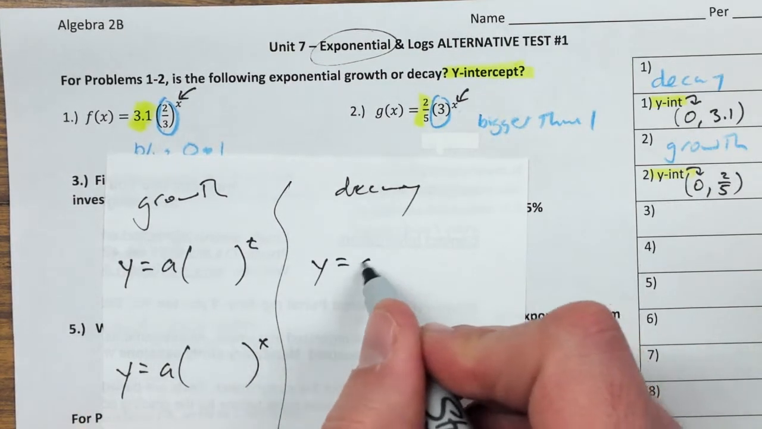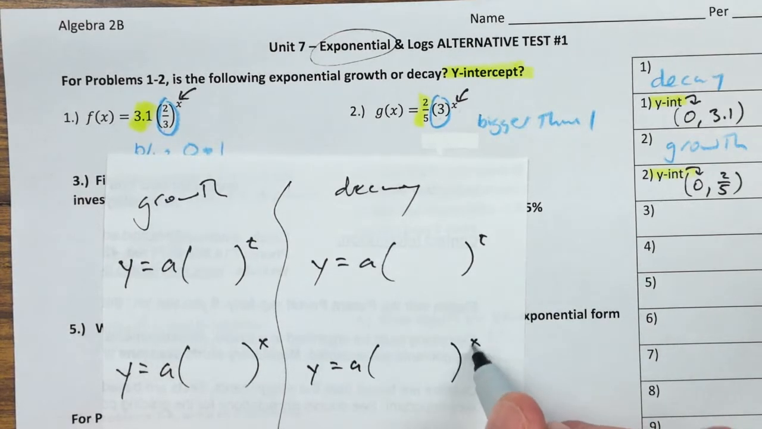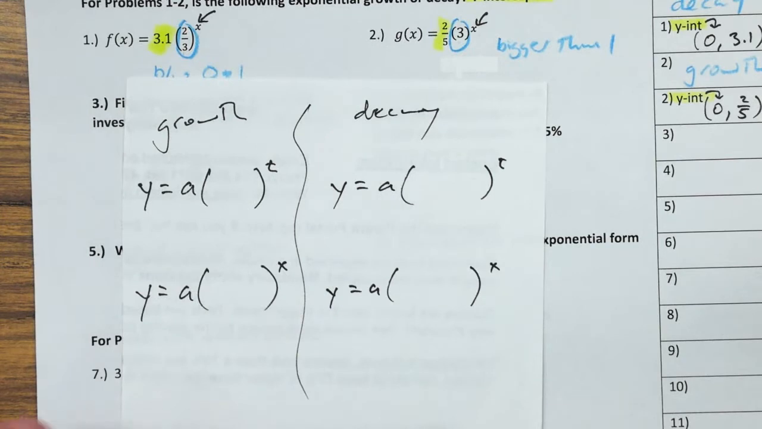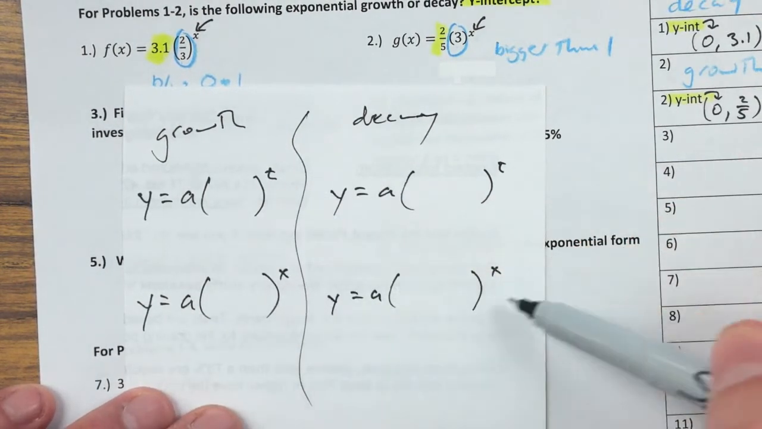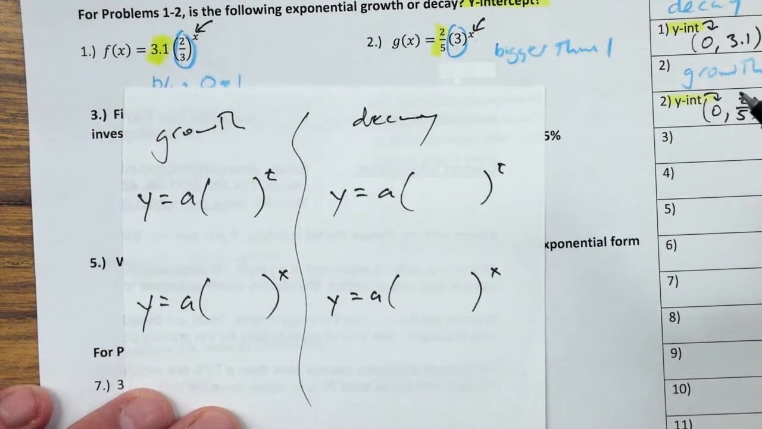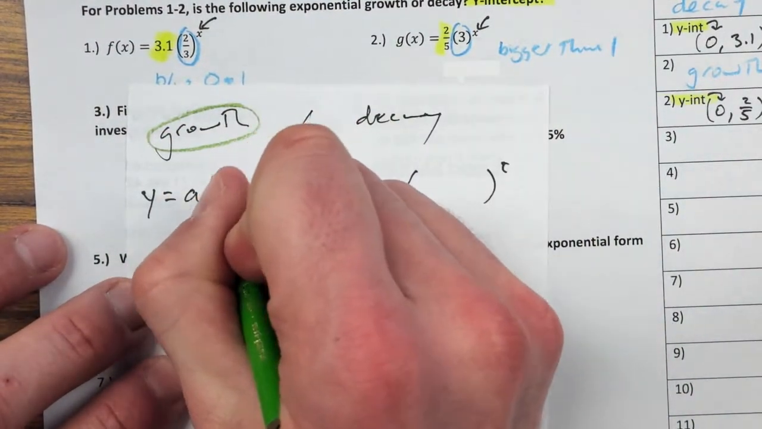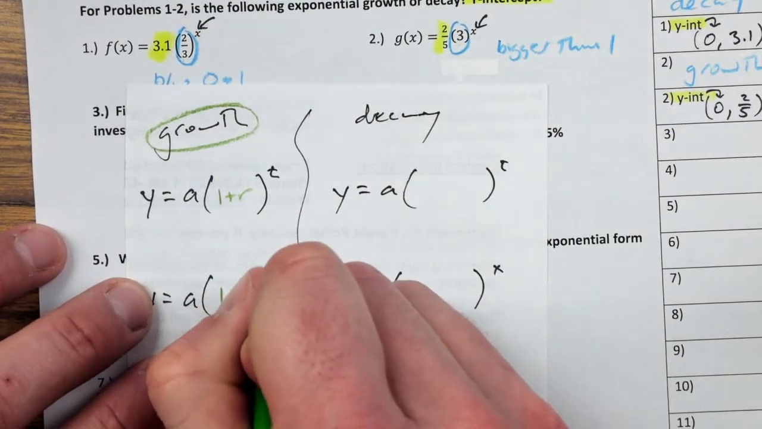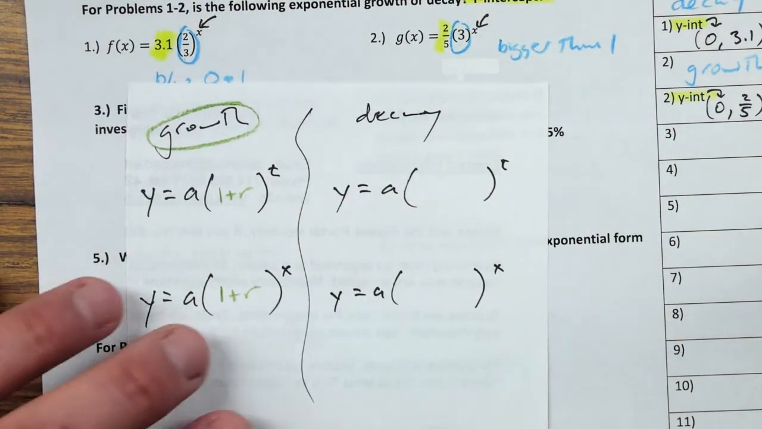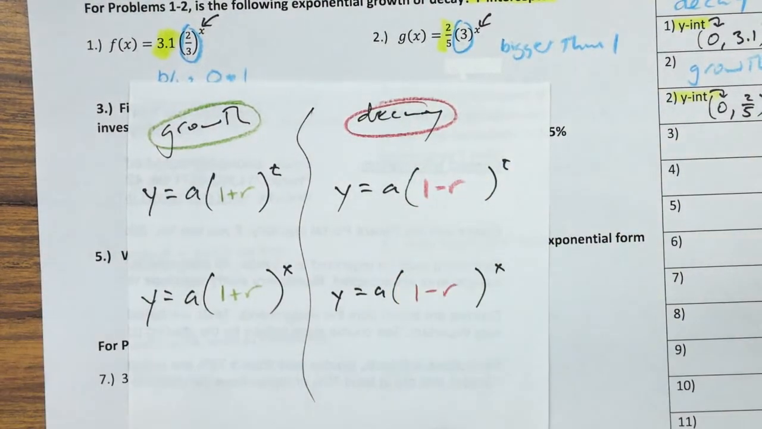Decay is going to be the same thing, exponent t or exponent x. X and t are basically the same thing, the difference being that when x is talking about time, like 5 hours or 2 days, then you could use t instead. It doesn't really matter. Now for growth, you're going to want to put 1 plus r in both of these. And for decay, you're going to do the same thing but with a minus sign, 1 minus r.